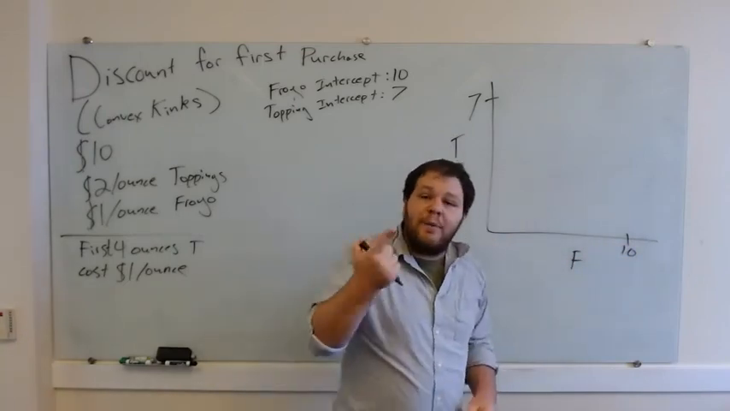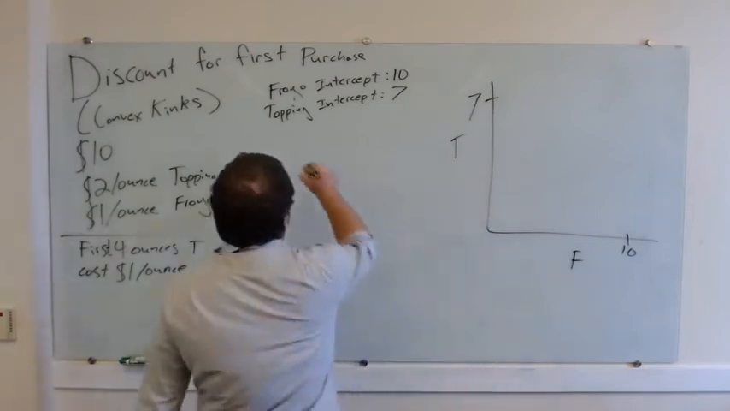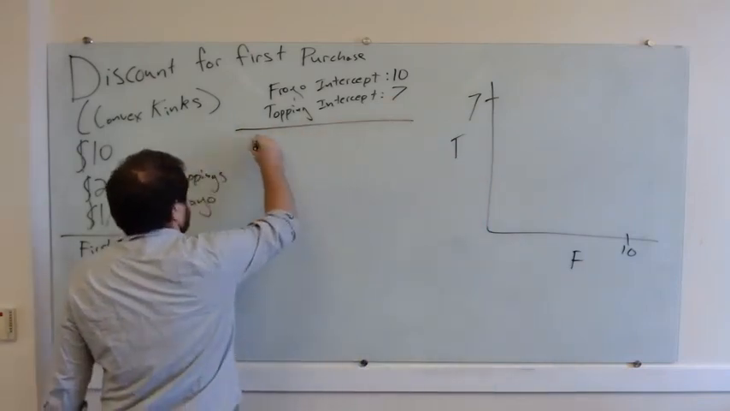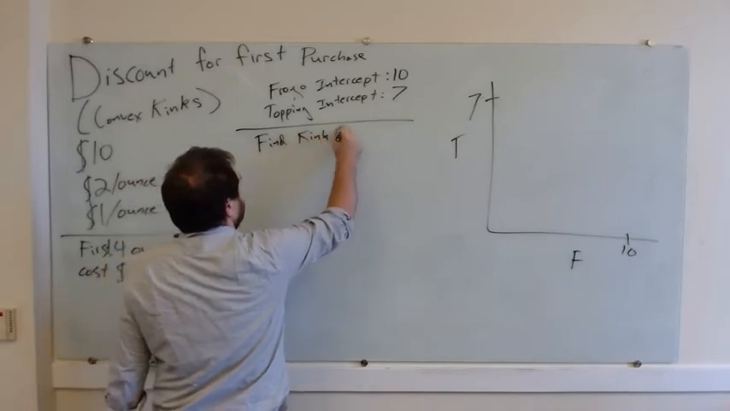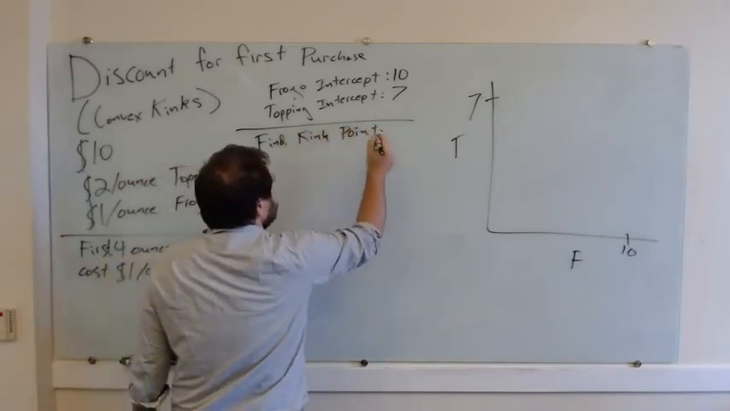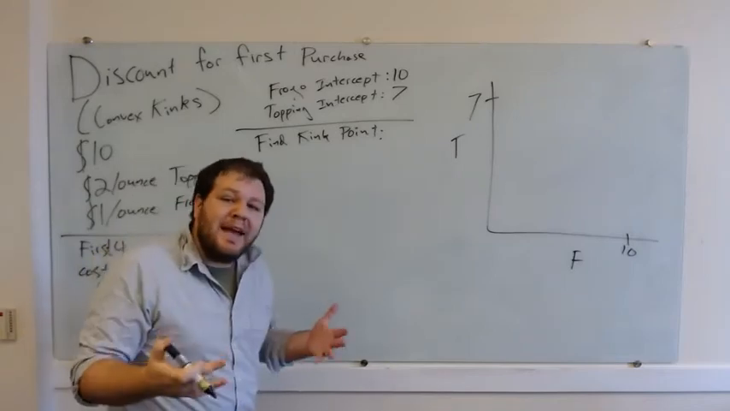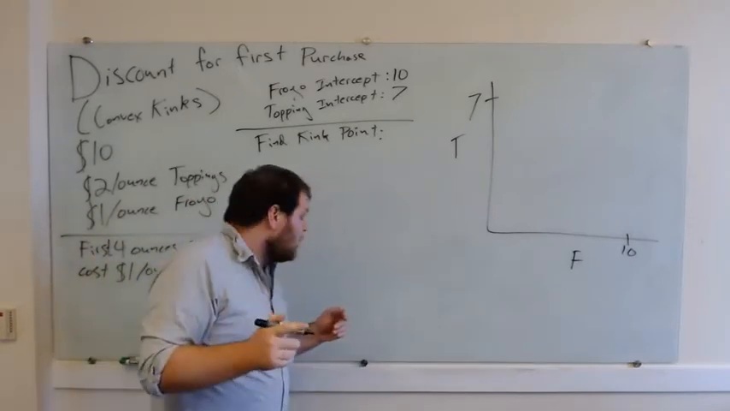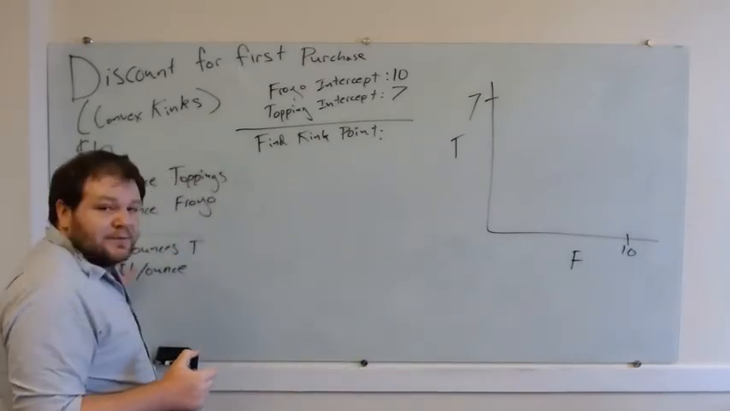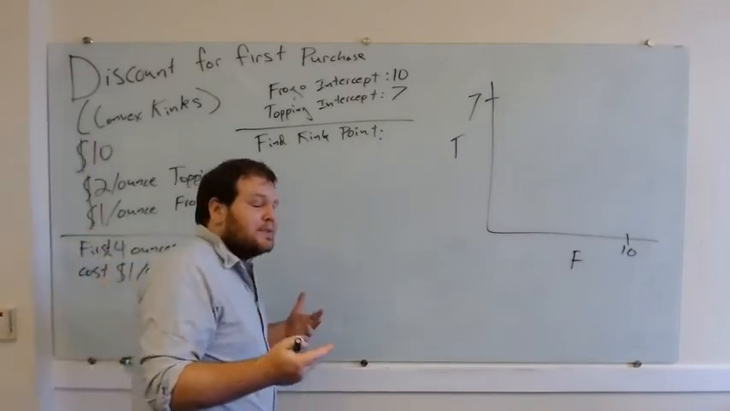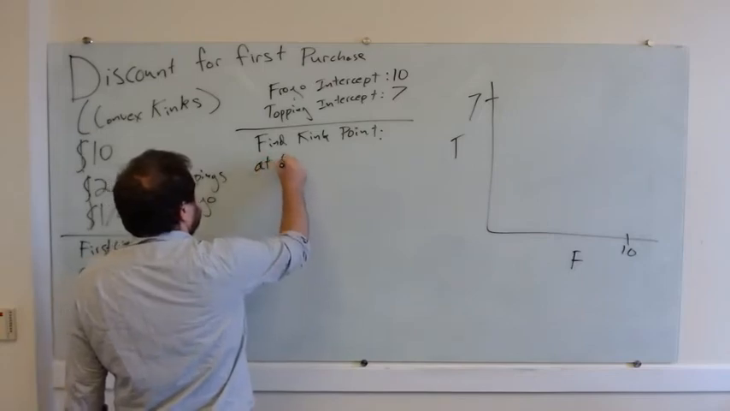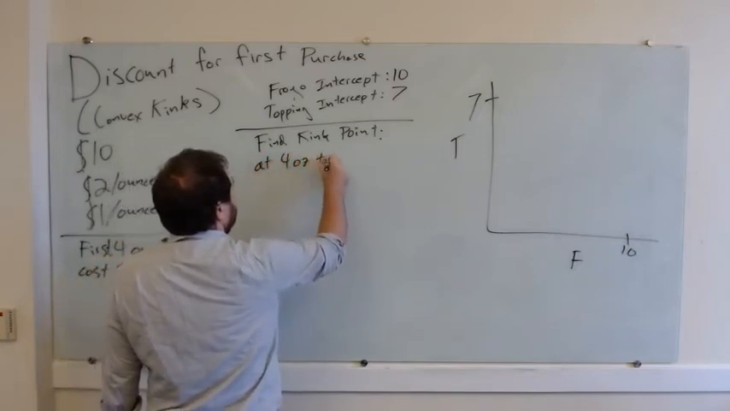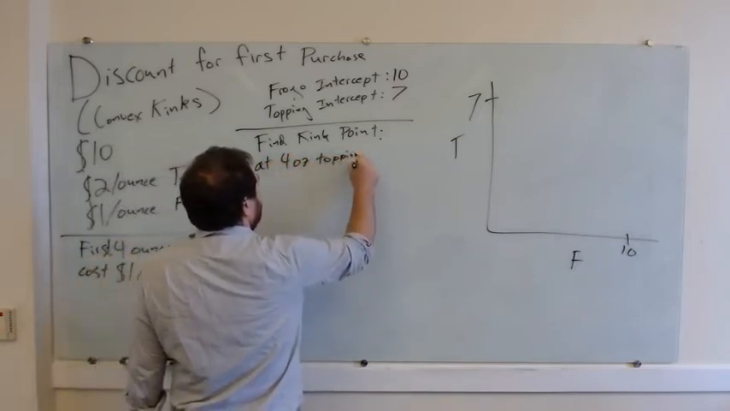In other words, our budget constraint is going to have a different slope early on than it will later. So we need to find one more point, which is our kink point, where the slope changes. What's the idea behind the kink point? The idea behind the kink point is we're going to have a different slope when we've bought fewer than 4 ounces of topping than when we've bought more than 4 ounces of topping. So at 4 ounces of topping, our slope changes.